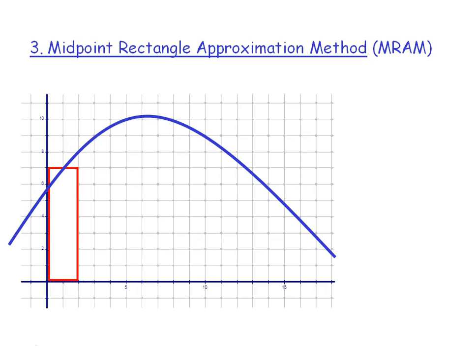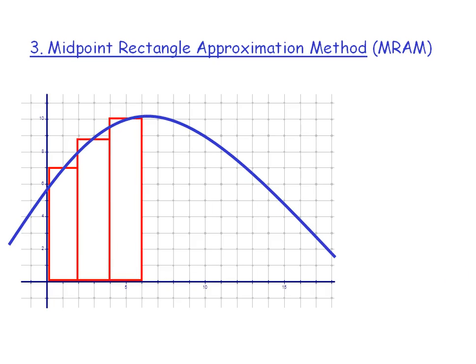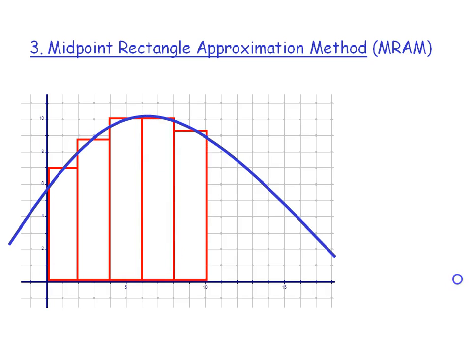So if you look at this first rectangle here, the base of the rectangle goes from 0 to 2, so the base is 2, but the height of the rectangle is going to be the function at the midpoint. So the height will be the function at 1. So the base is 2, but the function at 1 would give us the height of the rectangle. And you can see the midpoint of each rectangle is going to touch your curve.